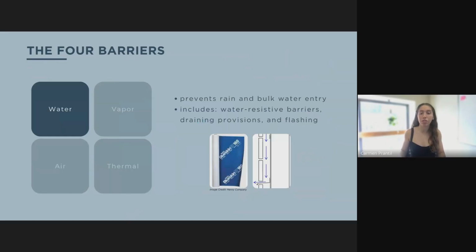So let's take a closer look at the function that each of these barriers serve. So we'll start with the water control layer. So this is essentially going to be your first line of defense. It's going to be what prevents rain and bulk water entry from getting into your building. So products, examples of this include water-resistant barriers. So you may see products like Blueskin, Tyvek, the green of Zip Sheathing. It also includes things like draining provisions, so a drainage cavity or a drainage plane, and flashing.